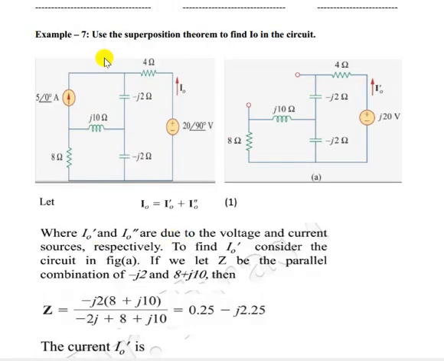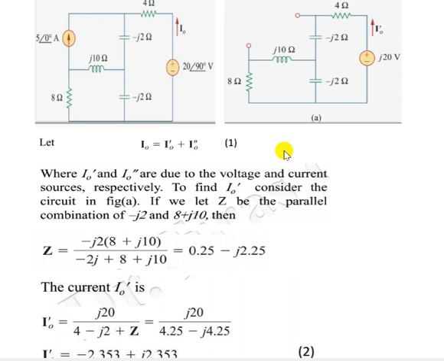Let's solve this problem using superposition theorem. So for superposition theorem, I0 is I0 dash plus I0 double dash because we have two sources. So first let us say this current source, we make this open circuited, deactivated. So now what we have to do, that we have to find out this I0 prime. That means what is the current leaving.